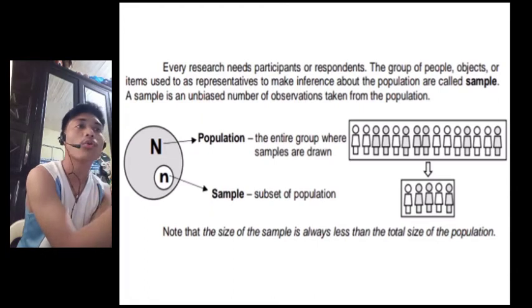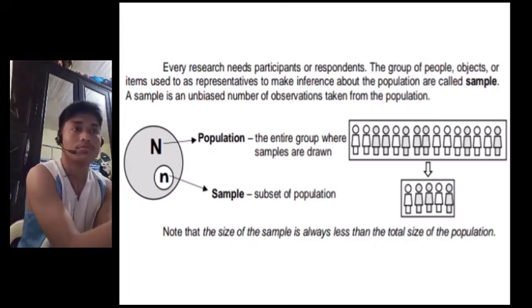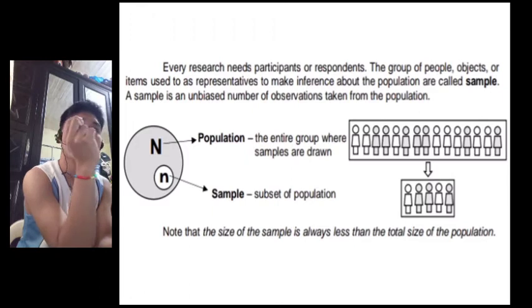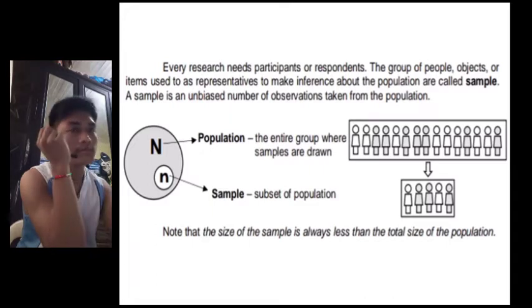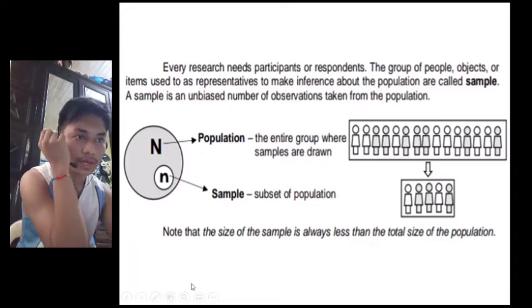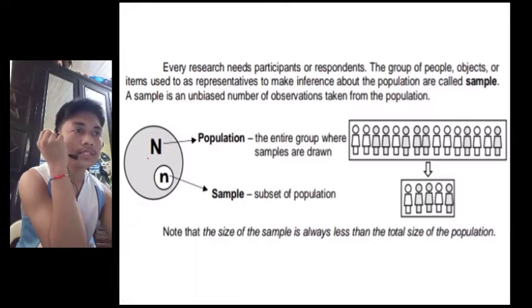So, the group of people, objects, or items used as representatives to make inference about the populations are called a sample. A sample is an unbiased number of observations taken from the population. As you can see here, capital N stands as the population.